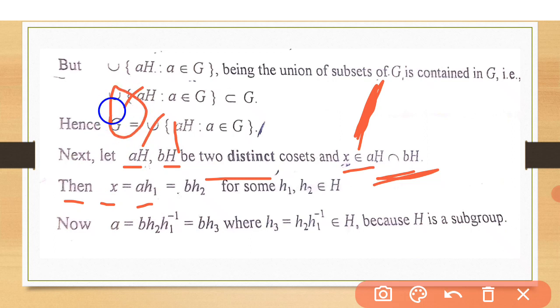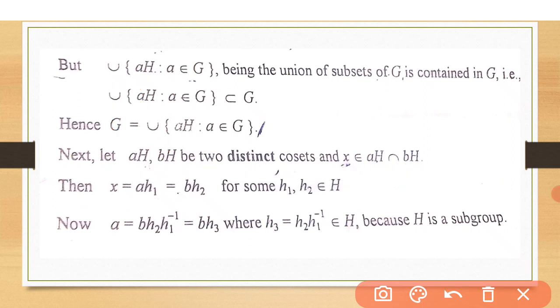When we multiply A by any element of H, we say h1, we get X. Similarly, as it is an intersection, we take any element B from G and any element h2 from H, and we get X also, because here we said that X belongs to the intersection of AH and BH, for some h1, h2 belonging to H.